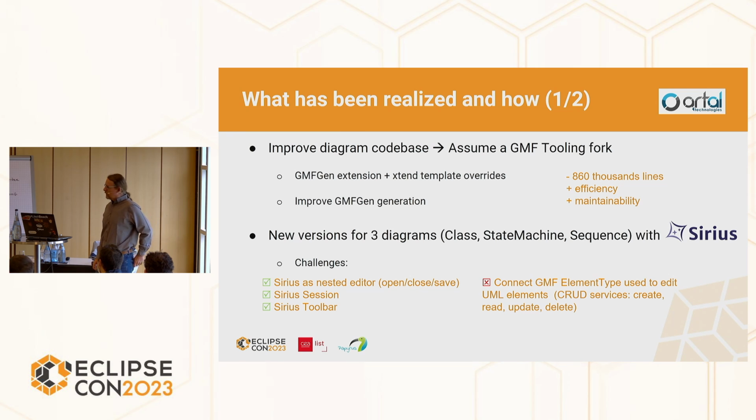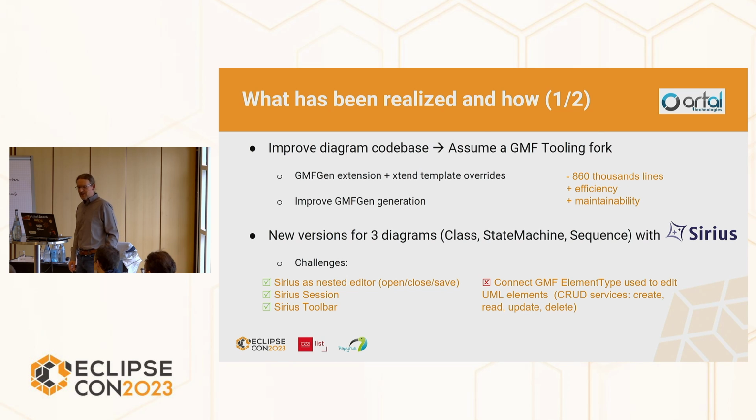After this first step, we start with Artal technology to develop three diagrams with this new technology. We want to develop class, state machine, and sequence diagrams. So, after some research, it quickly appeared that Sirius was a good solution, and we started to implement these diagrams with this new solution.